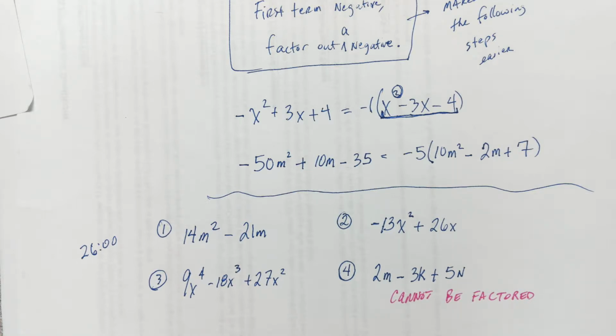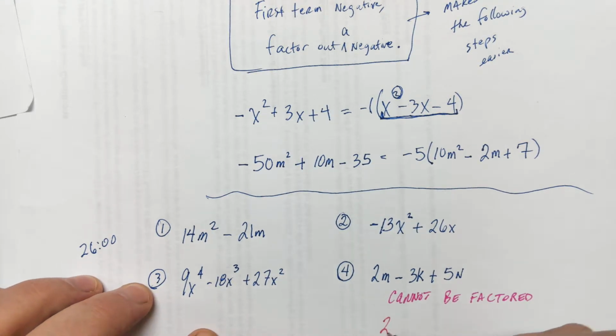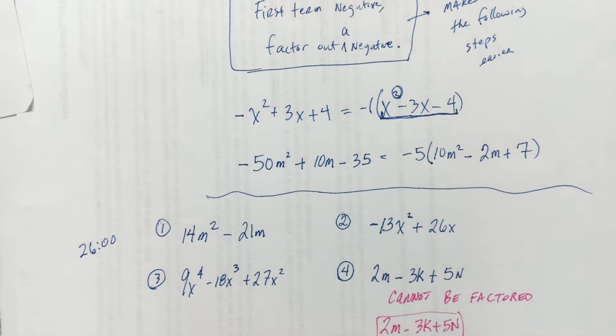I'm glad you asked that. So if it was a quiz and it said factor completely, and this was your question, you could do one of two things. You could either write cannot be factored, or you could just write 2m minus 3k plus 5. You get one of the two. But if you leave it blank, it's going to look like you skipped it. So don't leave it blank.